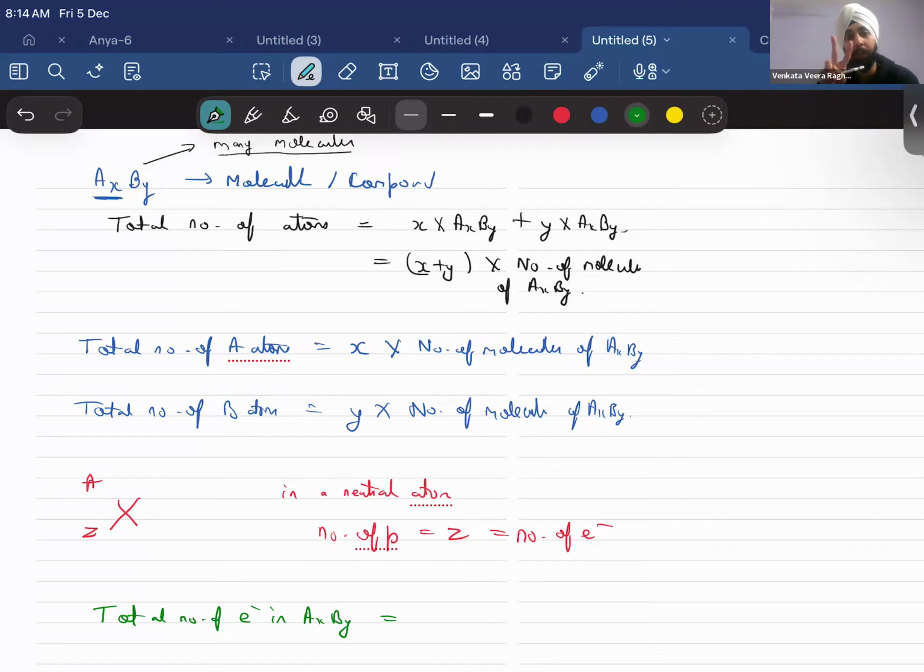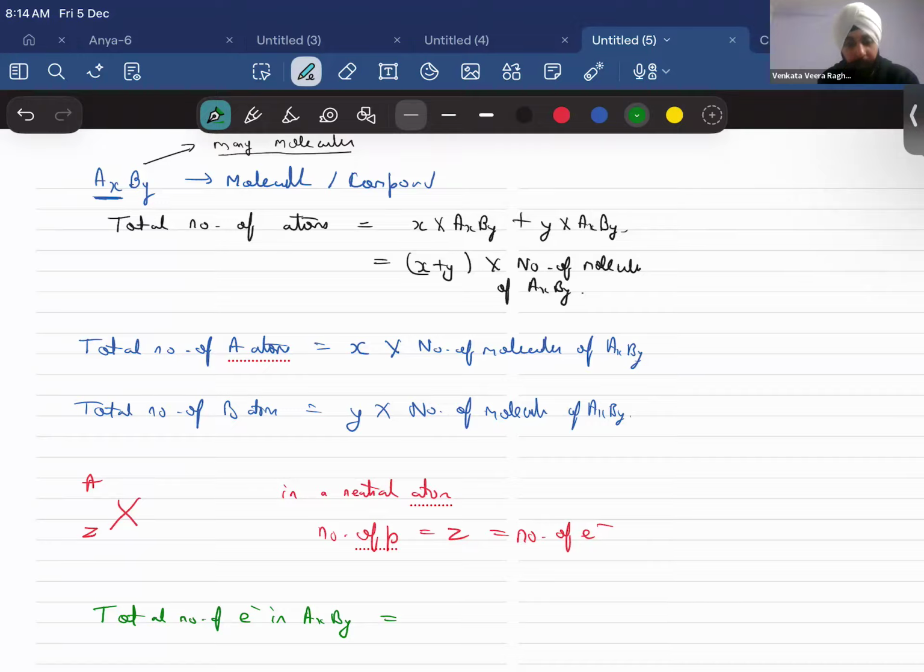Sir, we have X atoms into the number of electrons in A, plus Y into the number of electrons in B, into the total number of molecules of AXBY. Yeah. What about you, Ram? Z of X plus Y.